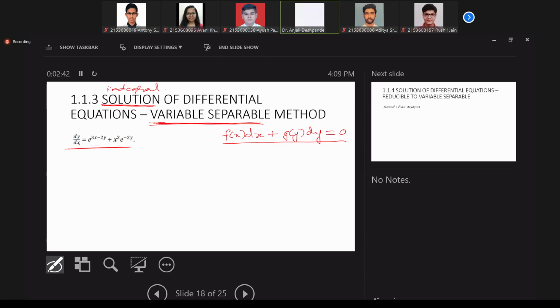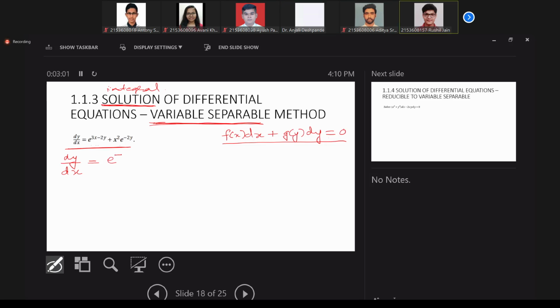So here we have got dy by dx equals e raised to 3x minus 2y plus x square into e raised to minus 2y. Now, who can suggest to me how to separate? Because it is very easy to do this. How will you be able to do this? Just suggest it to me.